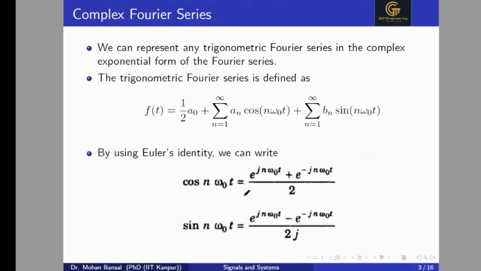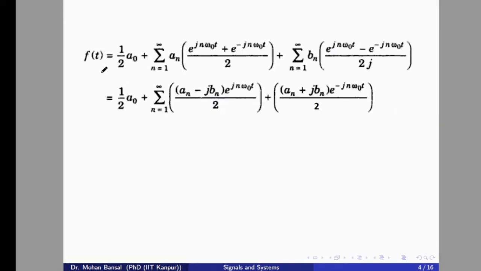We can write cos n omega naught t is equal to e to the power j n omega naught t plus e to the power minus j n omega naught t, divided by 2. Similarly, we can write sine in terms of the exponential. If we substitute these two terms, cos and sine in exponential form, in equation A, we will get a new expression, that is the complex Fourier series expression in terms of the complex exponential terms. So we will get half a0 plus summation of n equal to 1 to infinity a_n, where the cos term is represented by this identity and the sine term is represented by this term.